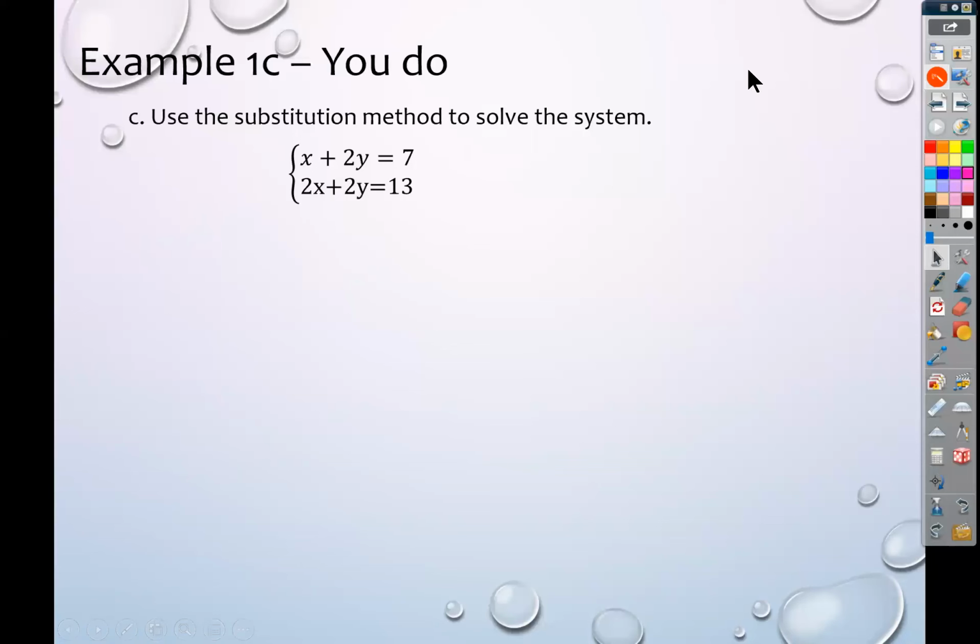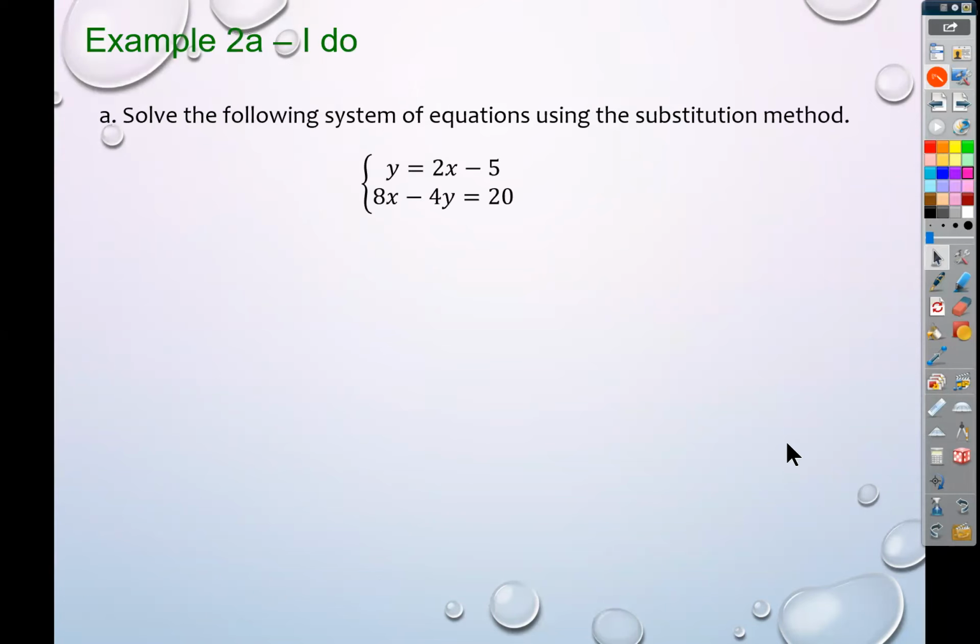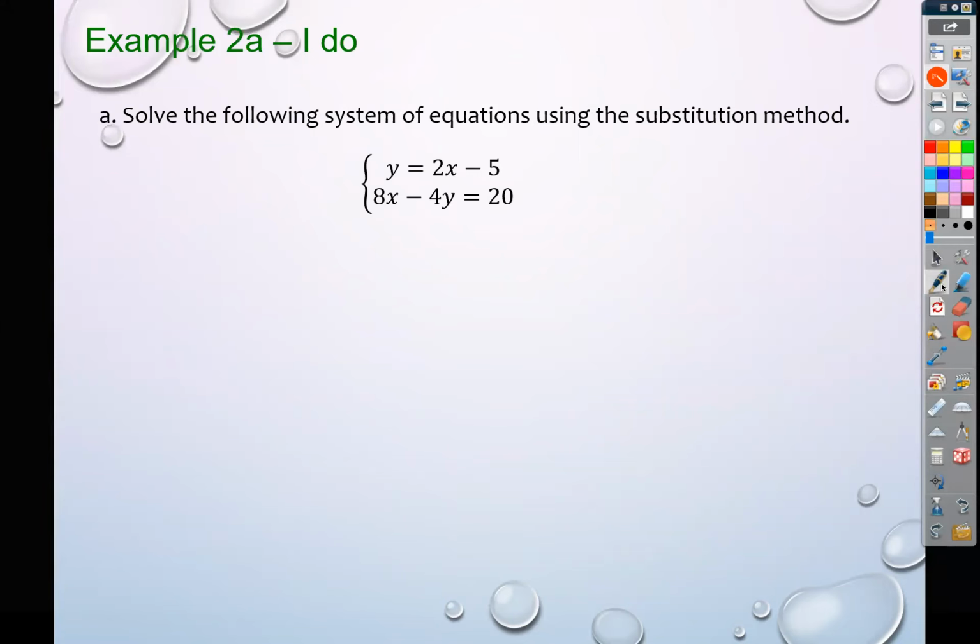Okay, 1C is one that you're going to do, so go ahead and work it out. And you should have gotten 6 1/2. All right, now again, we're going to keep doing the same thing, because this whole section is on the substitution method, so it's just different problems.